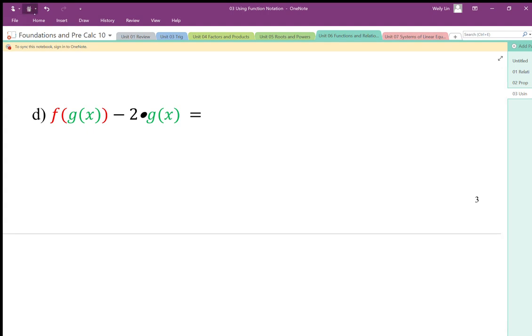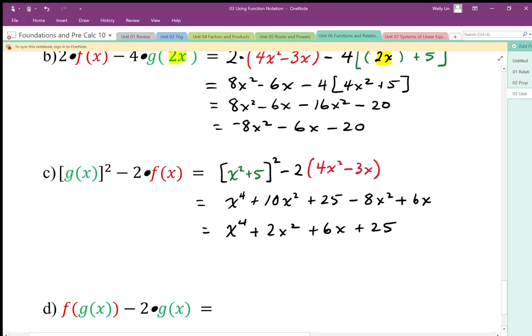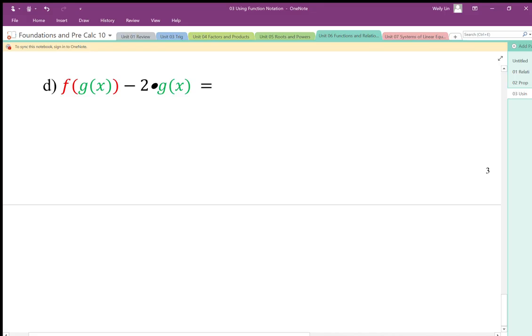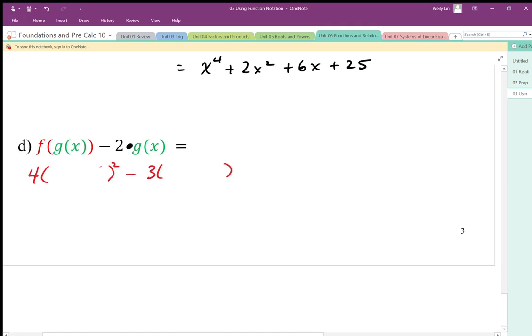Okay, so let's just kind of think about this. So f function, if I go back to my f function, it was 4x squared minus 3x. So I'm going to do an inside replacement. So I have 4x squared minus 3x. Okay, so that's going to be the f function. So I'm just going to write out the rest here, minus 2 times g function, my g of x. Okay, so here's my g of x function here.